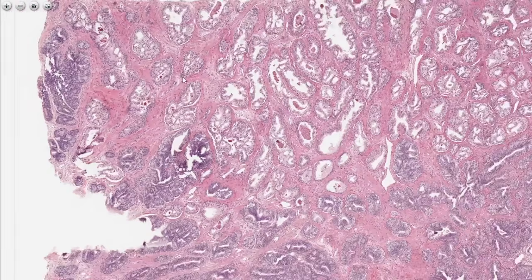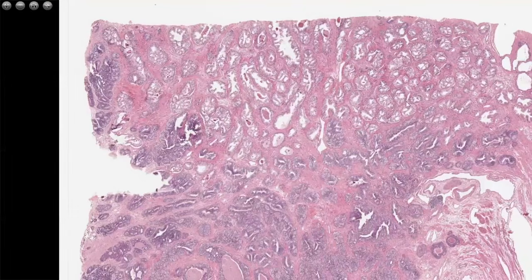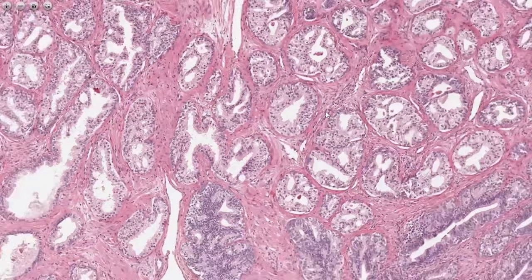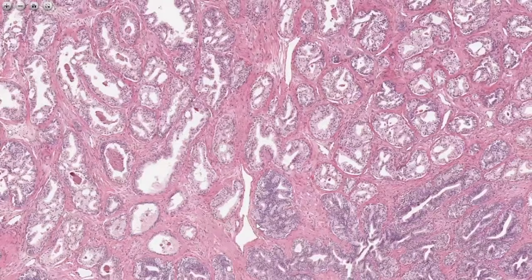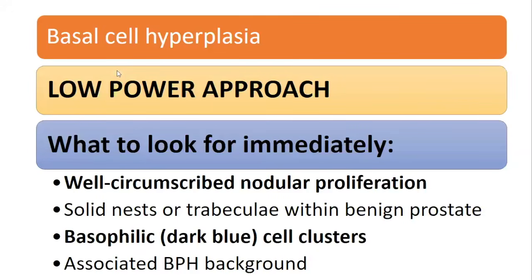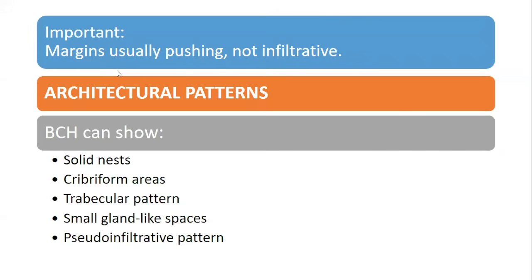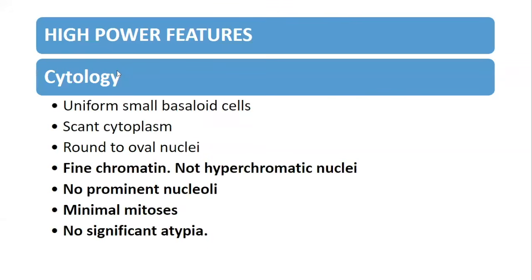Well circumscribed lesion, not nodular, no cytological atypia. If you do a P63, it would come positive, even though patchy. The approach is a well circumscribed nodular lesion, with solid nests or trabeculae within the benign prostate, basophilic dark blue clusters of cells, with associated BPH in the background. Important is that the margins are usually pushing, not infiltrative. It can show various architectural patterns like we saw: solid, cribriform, trabecular, gland-like spaces, or even pseudo-infiltrative.